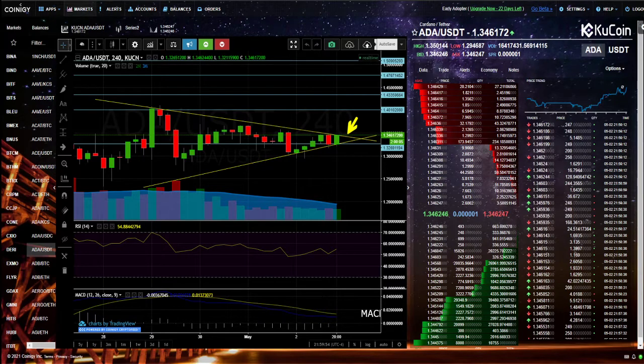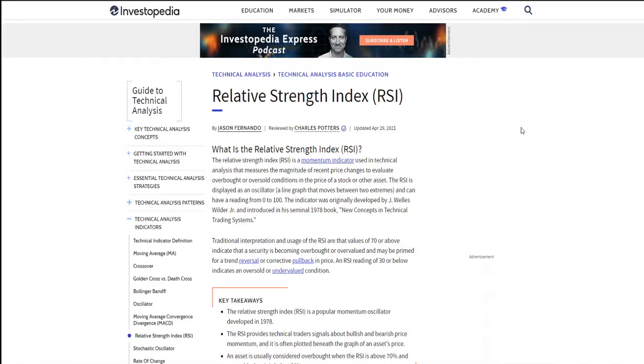So what is RSI, guys? One of the best resources is Investopedia. So looking at the relative strength index. What is the relative strength index? It is a momentum indicator used in technical analysis that measures the magnitude, so the amount of the move of recent prices, to evaluate overbought or oversold conditions in the market or an asset, which we're applying to cryptocurrency. The RSI is an oscillator from 0 to 100, which again, we'll look at in a little bit.